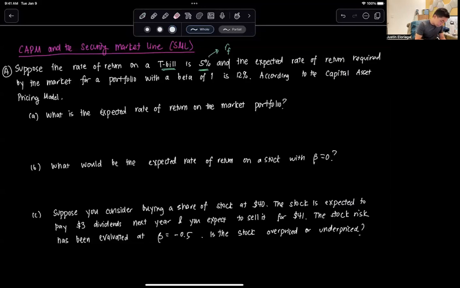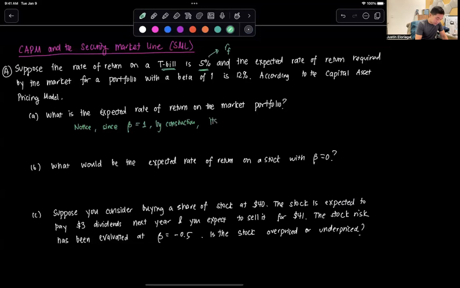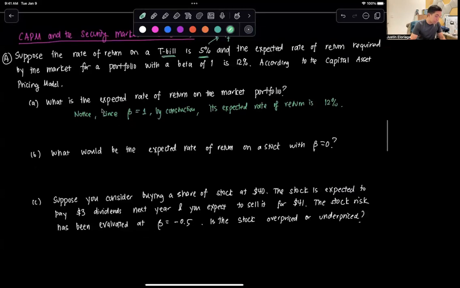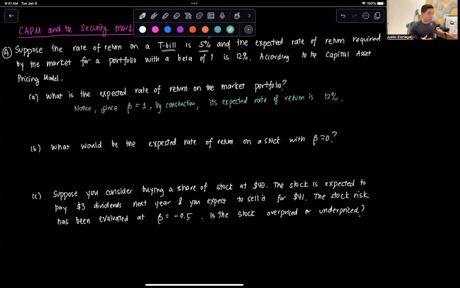Notice that since the beta is equal to 1, that's like a perfect scale constant, then by construction its expected rate of return is also 12%. That's just it being 1. Of course, if we have a different beta, it would be a different solution. The first two questions are more conceptual.